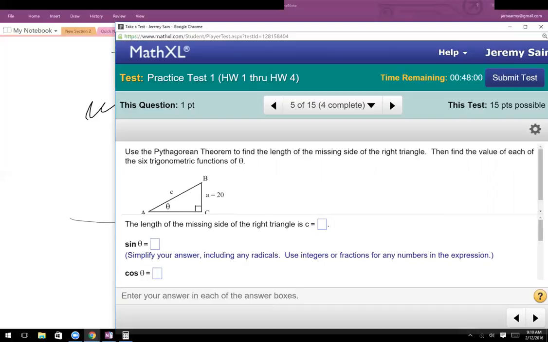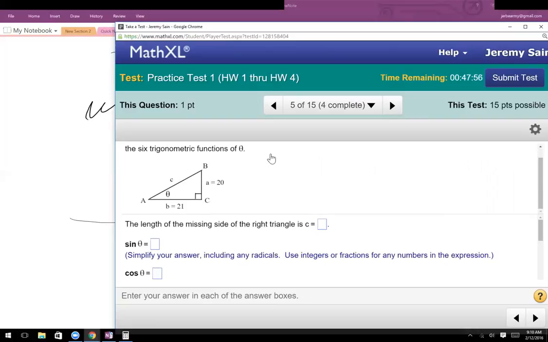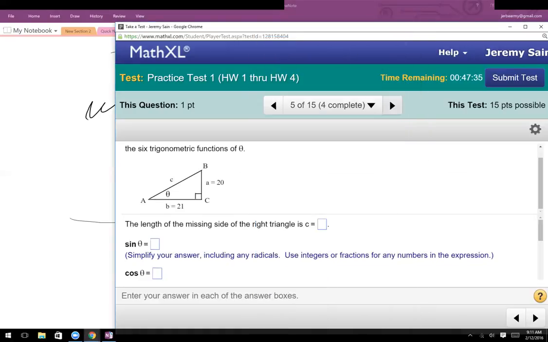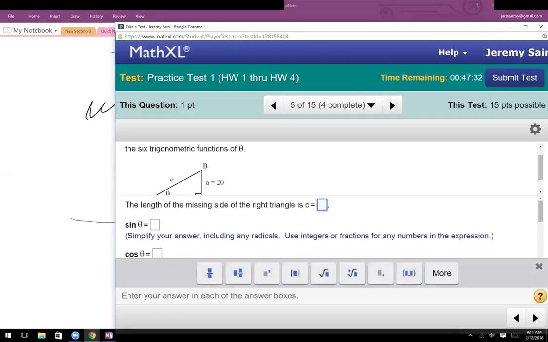All right, find the value of the 6 trigonometric functions of theta. Okay, so how am I going to get the missing side? I have to use the Pythagorean theorem, so 20 squared plus 21 squared equals 29 squared, so 29 is the missing side. That's nice that it comes out even. It means we don't have to mess with square roots.